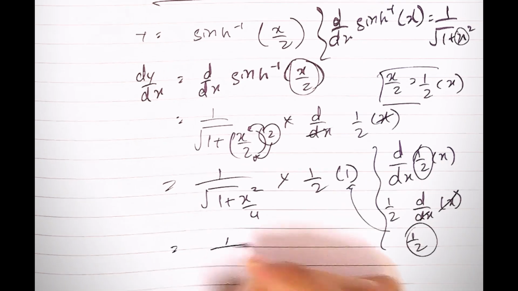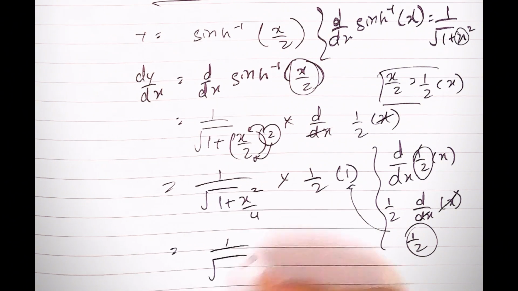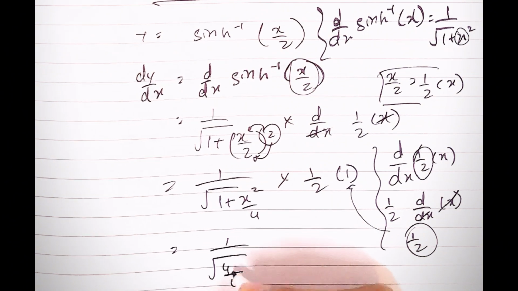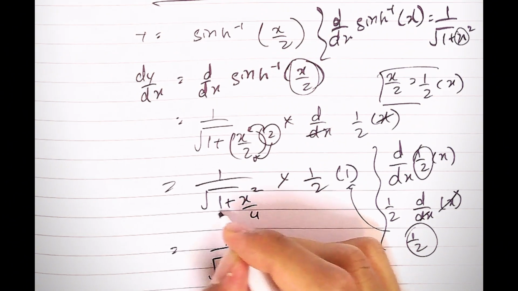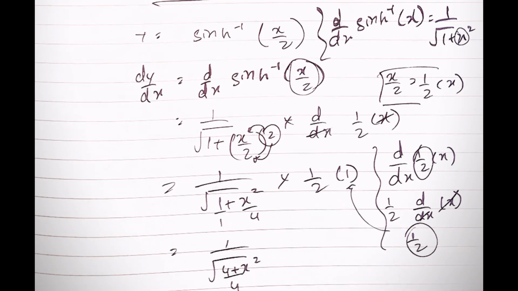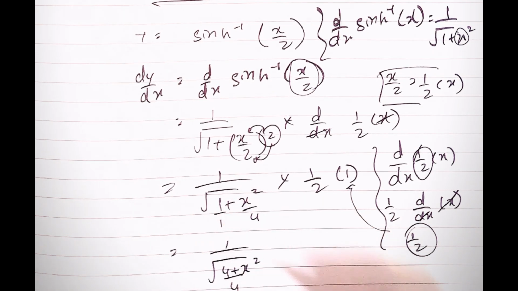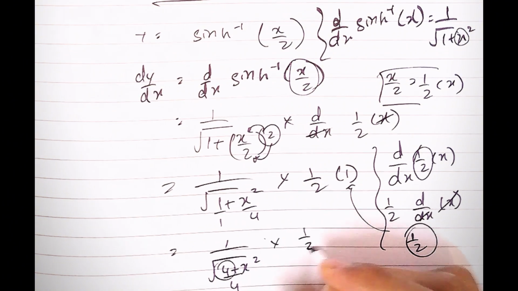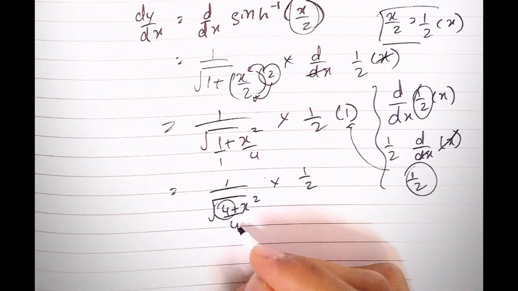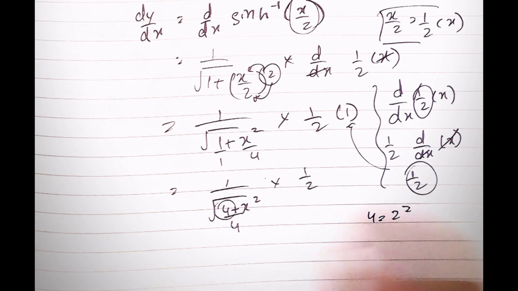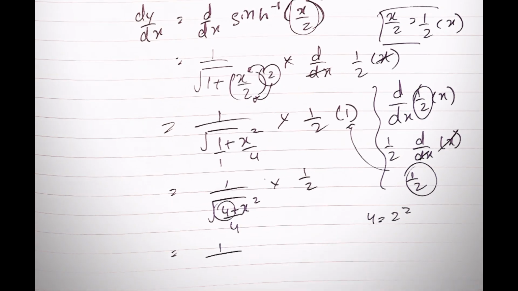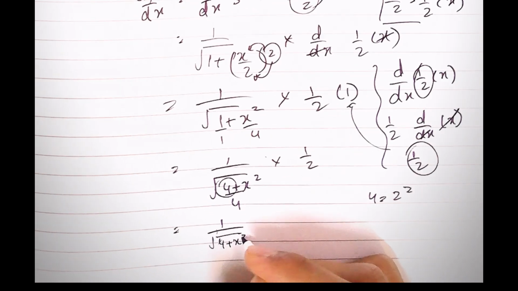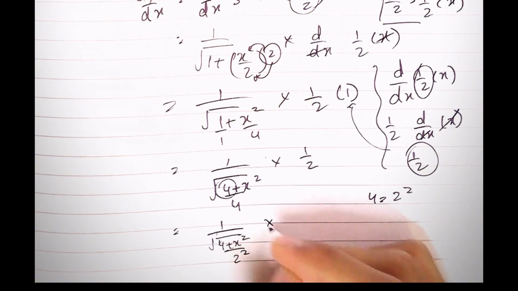This thing right over here: 1 divided by square root of, we can take an LCM right over here. So 4 plus x square, because 1 already has a 1 by default in the denominator. So the 4 will be multiplied by 1 and we are left with a 4. So 4 plus x square multiplied by 1 divided by 2. The 4 is actually a square of 2, so we can write it as 2 square. So 1 divided by square root of 4 plus x square divided by 2 square, multiplied by 1 divided by 2.